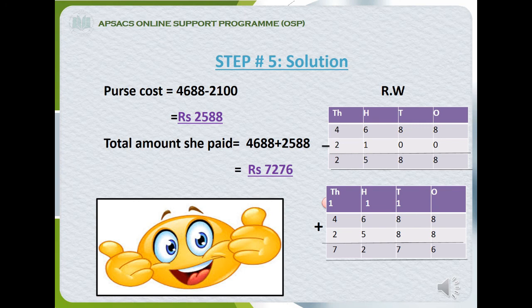Then in the B part, we have to find out the total amount she had paid for both the purse and the bracelet. To find the total amount, as you know that total means we are going to add. So we are going to add the cost of the purse and the cost of the bracelet. When we add 4,688 and 2,588, we get 7,276.